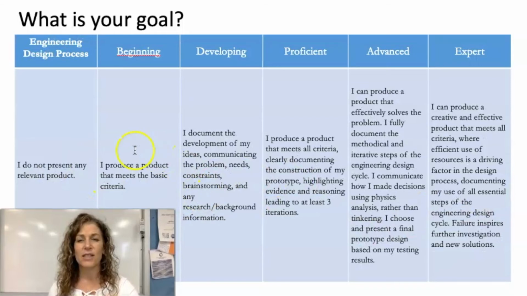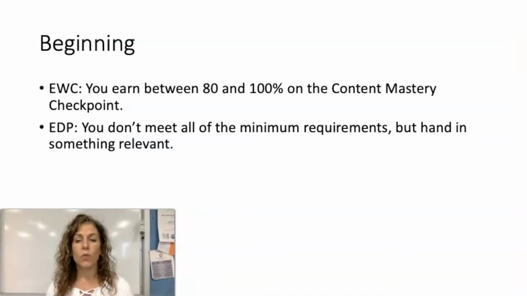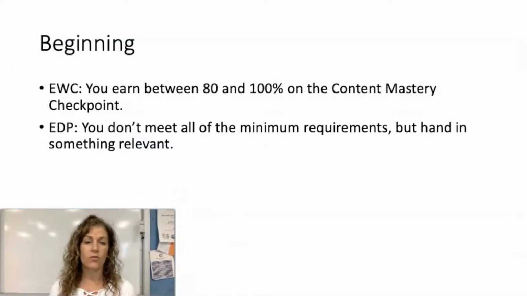Here is the engineering design process, our cycle. And on this, we haven't worked on this at all. So I'm going to give you some information about how to do beginning, developing, proficient, etc. So with beginning, this is just with a checkpoint. You have to get between 80 and 100% on the content mastery. The engineering design process to get beginning, you don't meet all the minimum requirements, but you hand in something that's relevant that will get you to beginning.